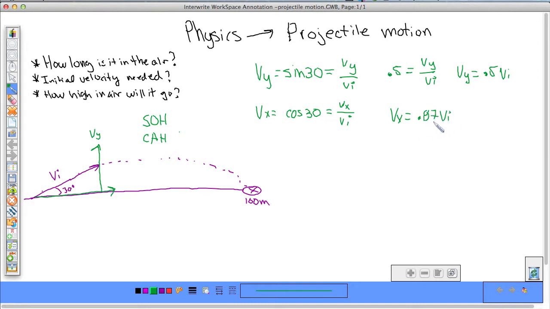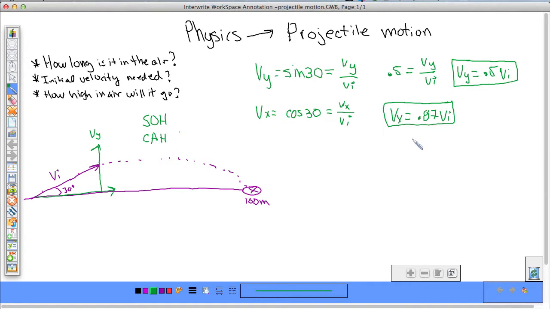Now, have I gotten any closer to my answer? Yeah, I've figured out a few things. I understand that whatever my initial velocity is, half of it is my vertical velocity, and 0.87 of it is going to be my velocity in the x direction, because anything thrown at an angle is both thrown up and over. You need to separate those two things to figure out anything about what's going on. So these are two important functional pieces, and like I said, you always want to break it up into those two vectors and figure it out from there.